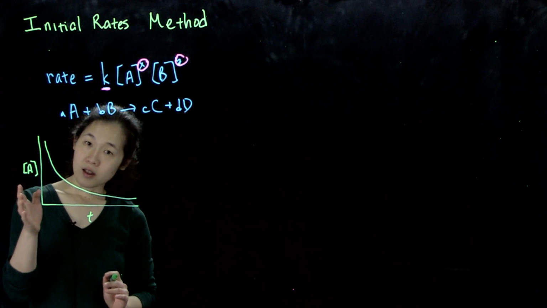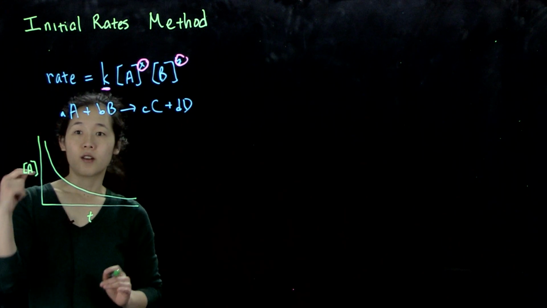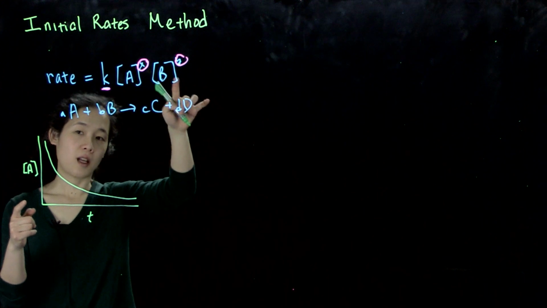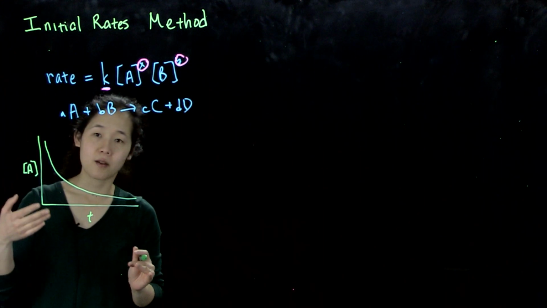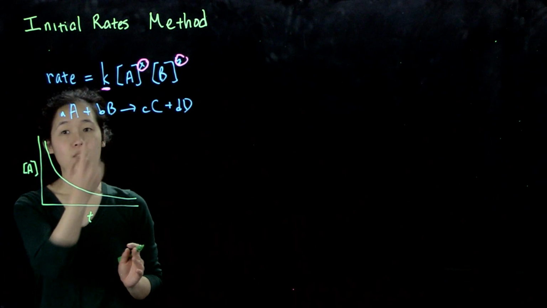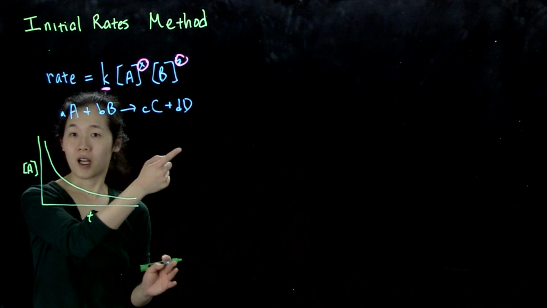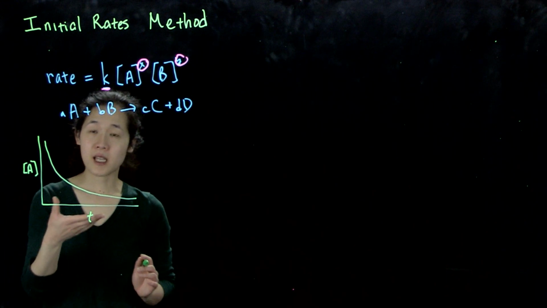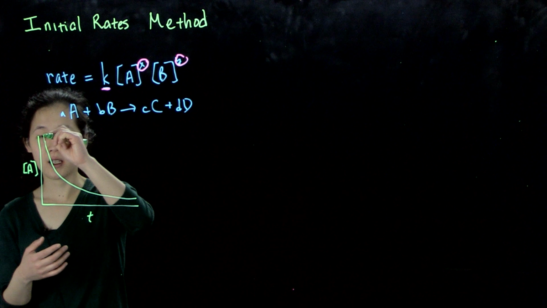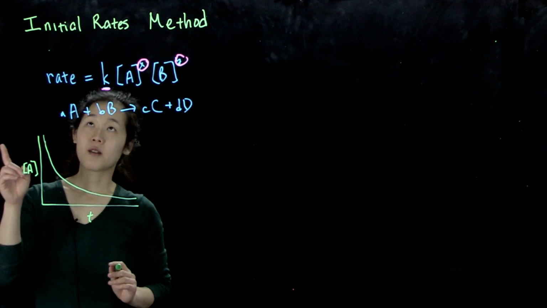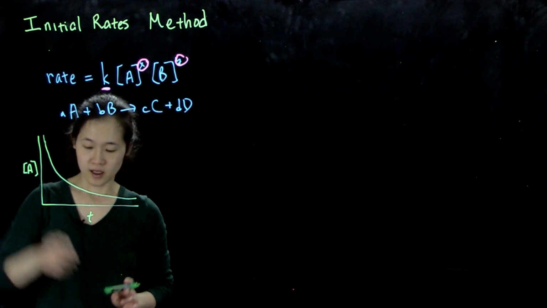Typically, you'll then want to vary the concentrations of A and B and see how that affects the reaction rate, and therefore we can solve for k, x, and y. We'll do some examples of a more rigorous method, but for this talk, we'll talk a little bit about the method of initial rates.